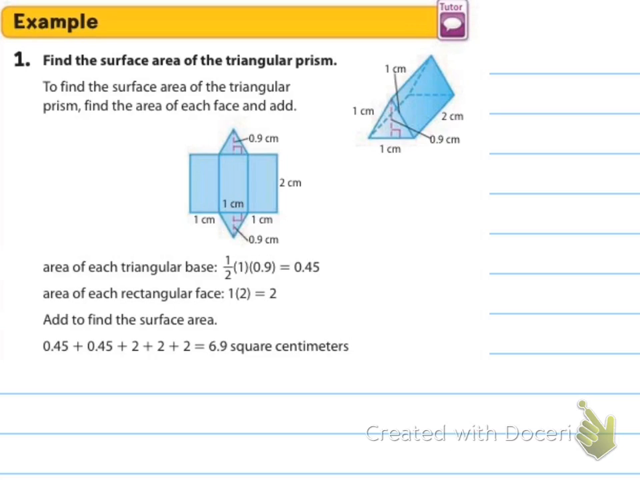As far as the rectangles go, remember that not all rectangles are the same. You have to look at the dimensions. So for this one, we'd have 1 by 2, because if this side is 2, this side is 2, this side is 2, this side is 2. So it's going to be 1 by 2. This is also 1 by 2. This is also 1 by 2. So in this case, all 3 of our rectangles actually have the same area. And then we find those areas and we add them all together. And we would end up, in this case, getting 6.9 centimeters squared.